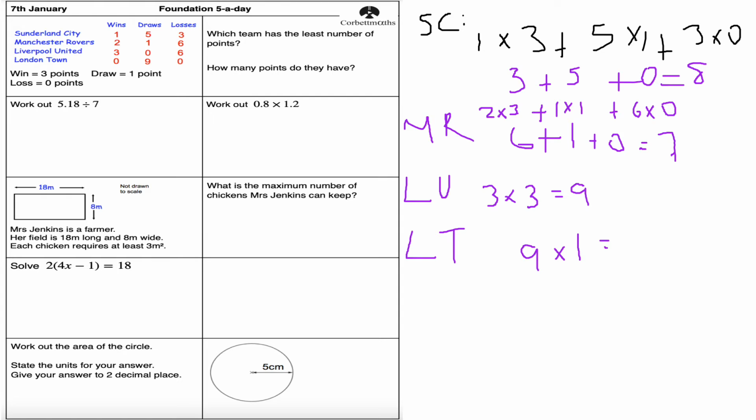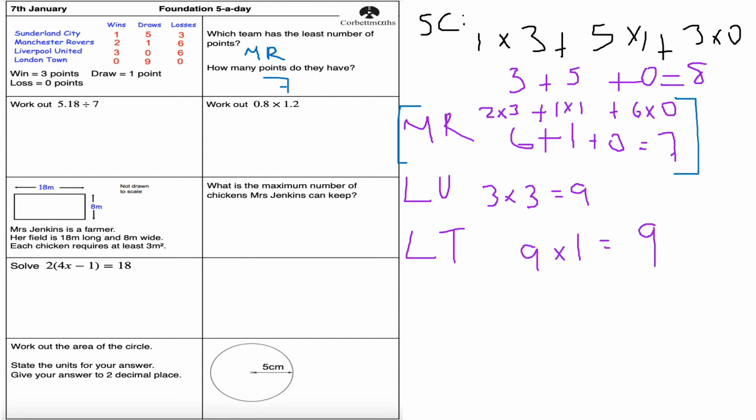So looking at our numbers, it looks like Manchester Rovers has the least number of points. So it's Manchester Rovers. And then the second part, which leads on from it, how many points do they have? Manchester Rovers have 7 points, as worked out from here. So that's the answer for the first question.